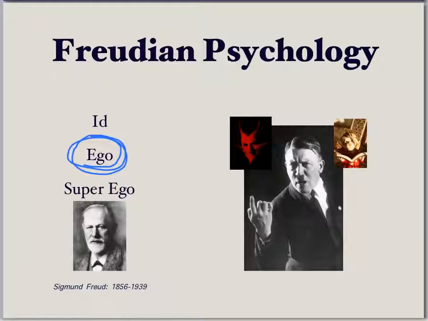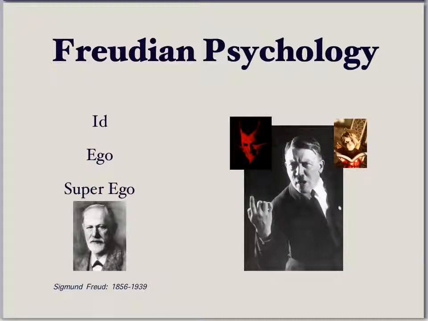And with the development of the ego, we first understand that we are separate from other individuals and that at times we may have to do things that we don't necessarily like to do. So the ego here will be represented by Hitler, the decision maker.